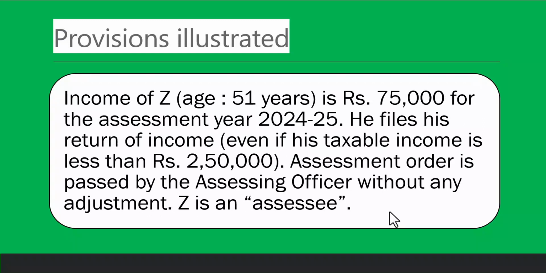Income of Z, age 51 years, is rupees 75,000 for the assessment year 24-25. He files his return of income even if his taxable income is less than 2,50,000. Assessment order is passed by the assessing officer without any adjustment. That is an assessee. So you can even file your returns, like he's 51 years old, so maybe he was earning some income in the previous years. So this year his income was only 75,000. He still filed his income tax return. So he doesn't have to pay any tax. So he'll be assessed by the assessing officer without raising any demand. So he will still be called an assessee.